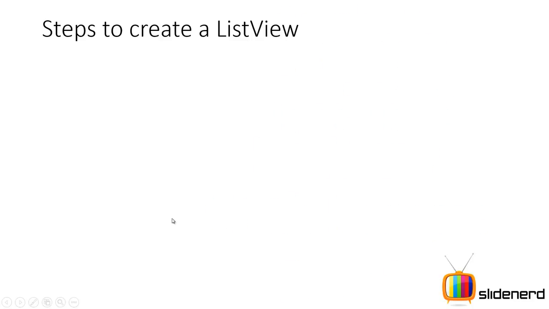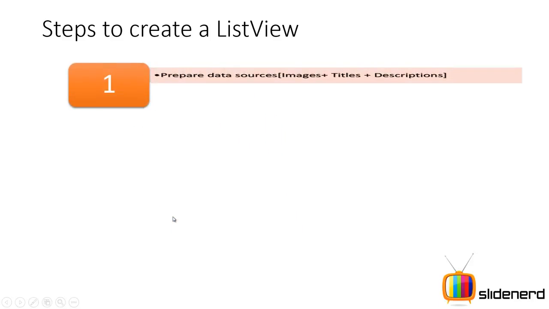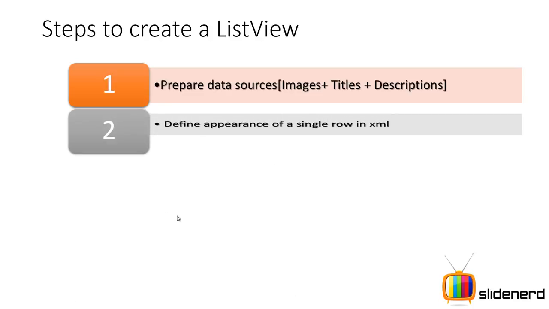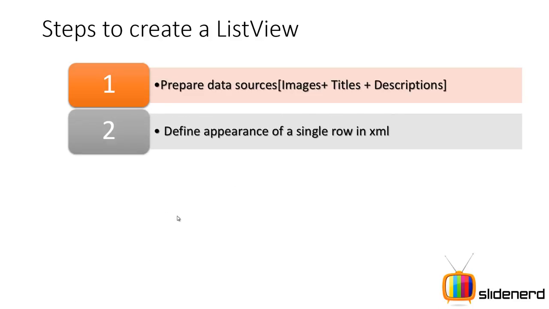Alright, so what are the 4 steps to create a list view? The one which you saw in the last slide. Step 1. Prepare the data sources. Take those images, take those titles, take those descriptions, and merge them, right? Step 2. Define the appearance of a single row in XML.